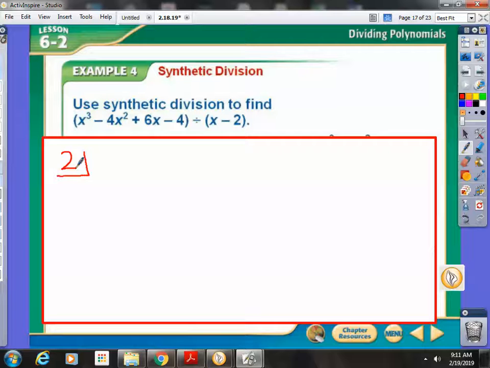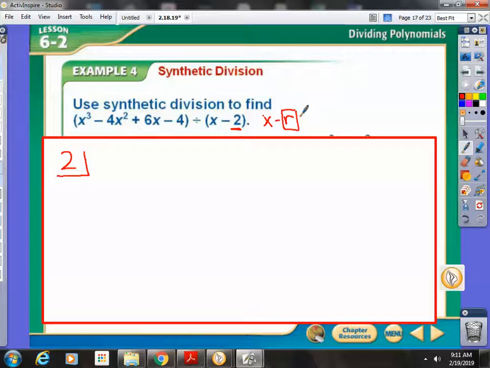That 2 came from right here. Synthetic division will work if we have a binomial in the form of x minus r. r is what is going in this box. Now, why didn't I put negative 2? Because the form is x minus r. So I'm just putting r.